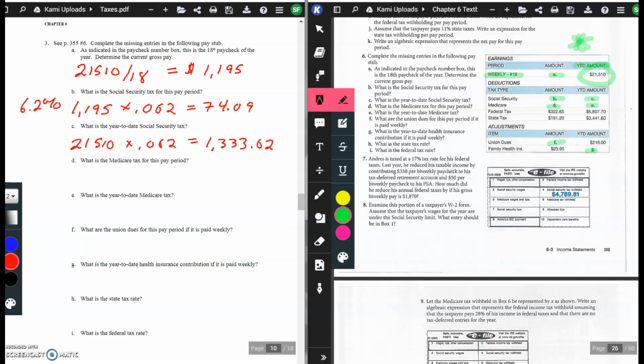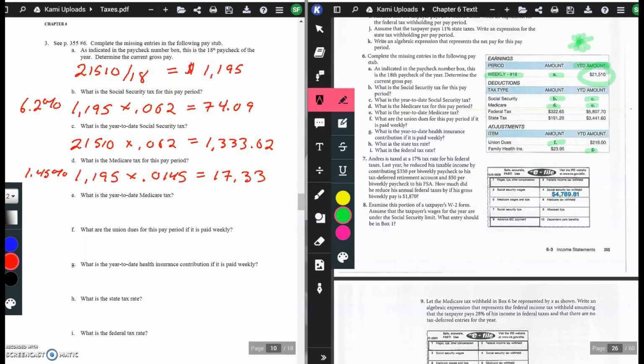Part D, what is the Medicare tax for the pay period? Pay period is just for the week 18 check. So we're going to use that $1,195. That's how much you made that week. Times your Medicare. Remember, Medicare is 1.45%, so times 0.0145. That gives you a Medicare amount of $17.33.